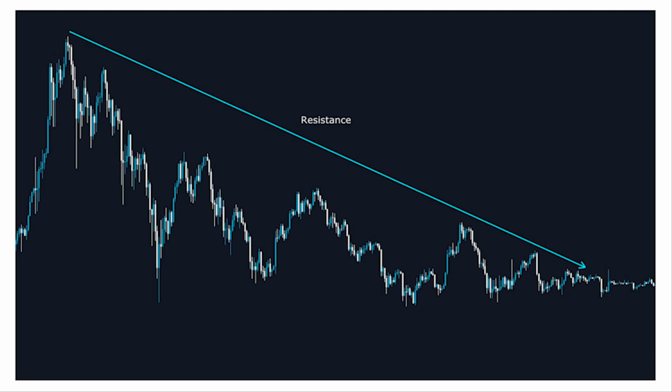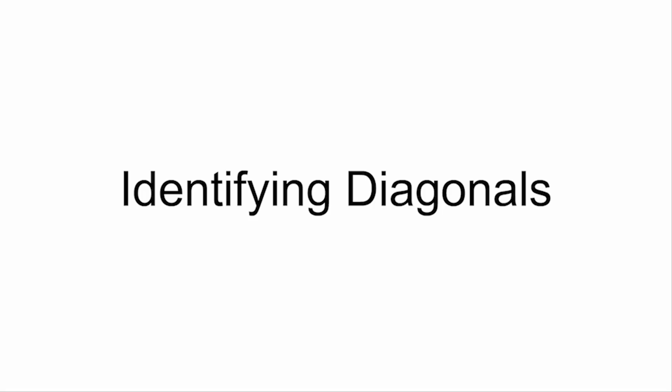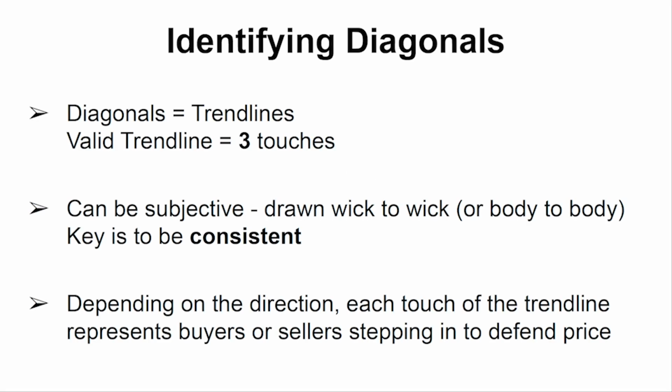Now, let's break down the two types of SR in any given market. The first and most obvious would be diagonal support and resistance. Oftentimes, these are referred to as trend lines. A valid trend line is defined by price making at least 3 touches along a given line. Now, it's important to note that trend lines can be very subjective at times.